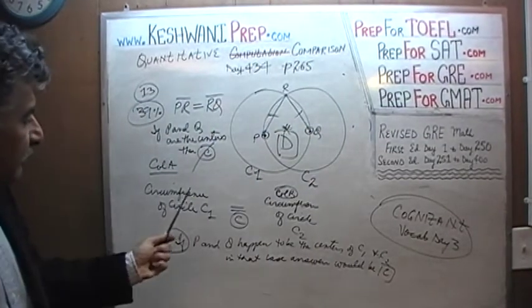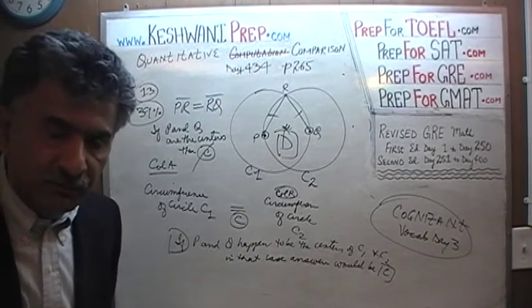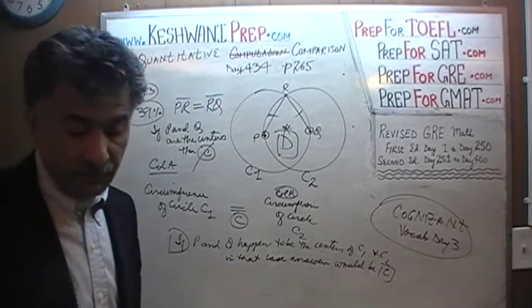We do not know. Maybe these two circles do have the same circumference. Maybe they don't. We don't know where the P and Q are located.